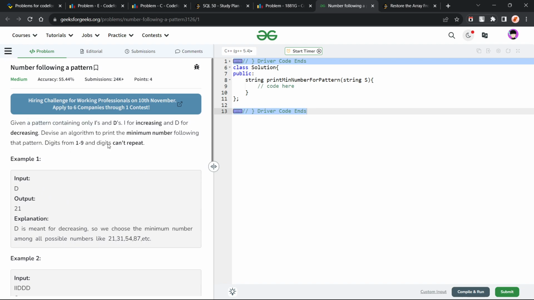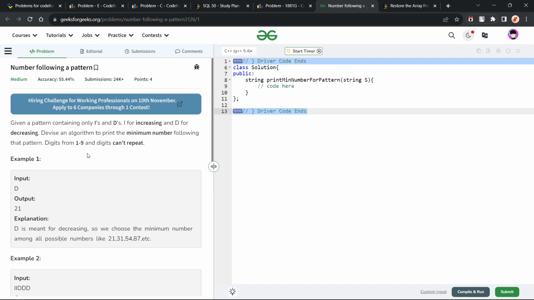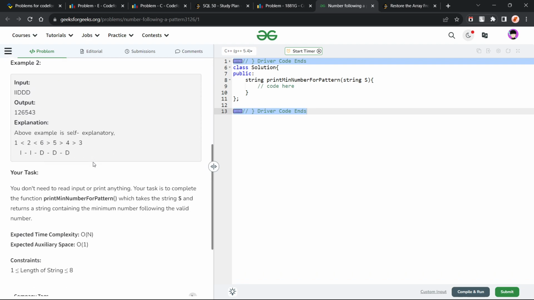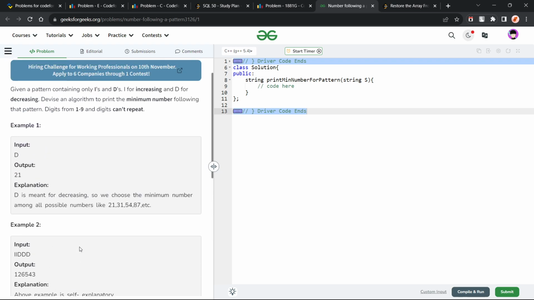It says that we have been given a pattern containing of only 1 and D. Okay, I believe it should be I. It is not 1, it is I. Yeah. So I is for increasing and D is for decreasing. Devise an algorithm to print the minimum number following the pattern. Digits can't repeat. Okay, so the length of the string is also less than equals to 8.